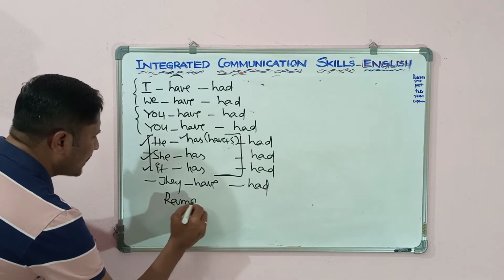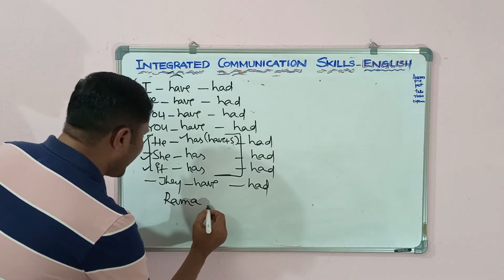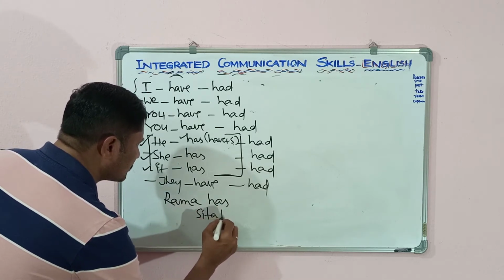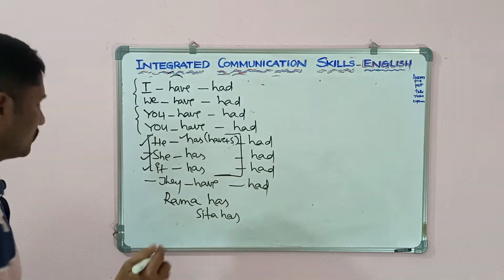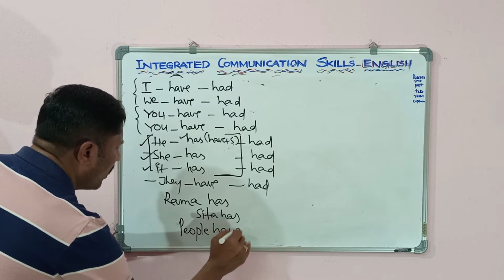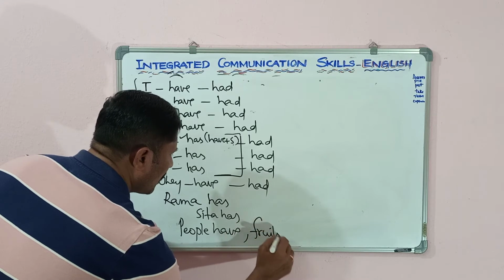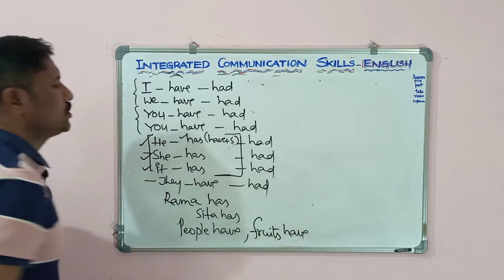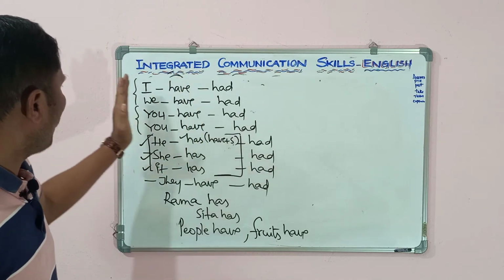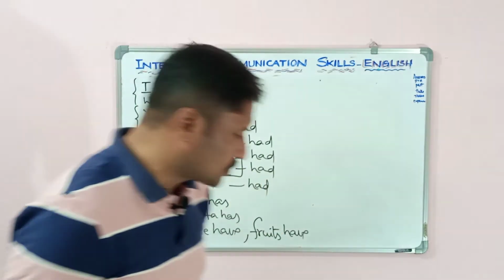Rama is a singular noun and it belongs to third person. That's why we should say Rama has, Sita has. But if we take a plural noun, people have, or fruits have. Like that we should use all these have, has and had after personal pronouns and singular and plural nouns.